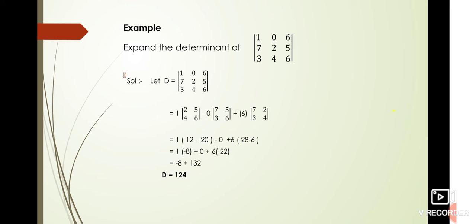That is equals to 1 into, bracket calculation, 12 minus 20 is a minus 8, minus 0 plus 6 into 28 minus 6 is a 22. So that is equals to 1 into minus 8 is a minus 8, plus 6 into 22 is a 132. And the last step, D is equals to 124. This is the value of the determinant.